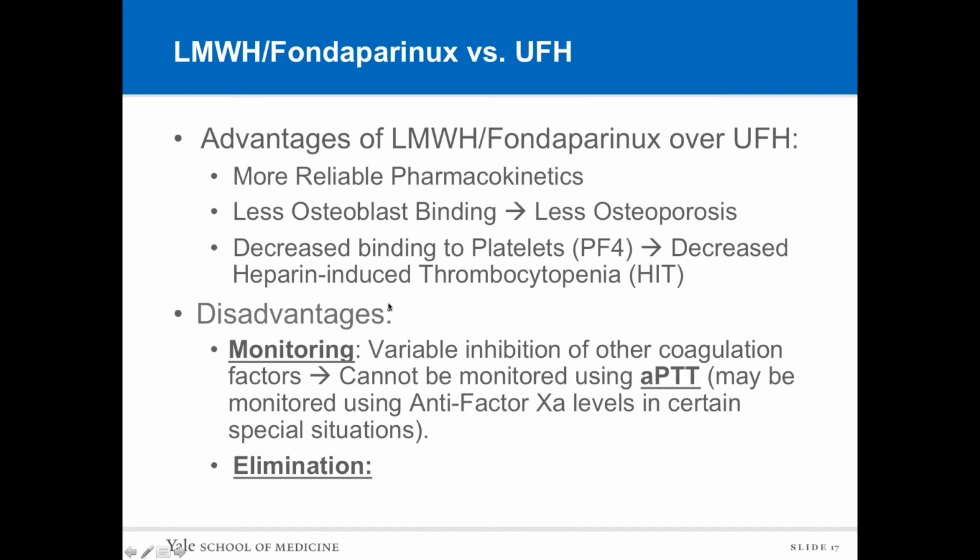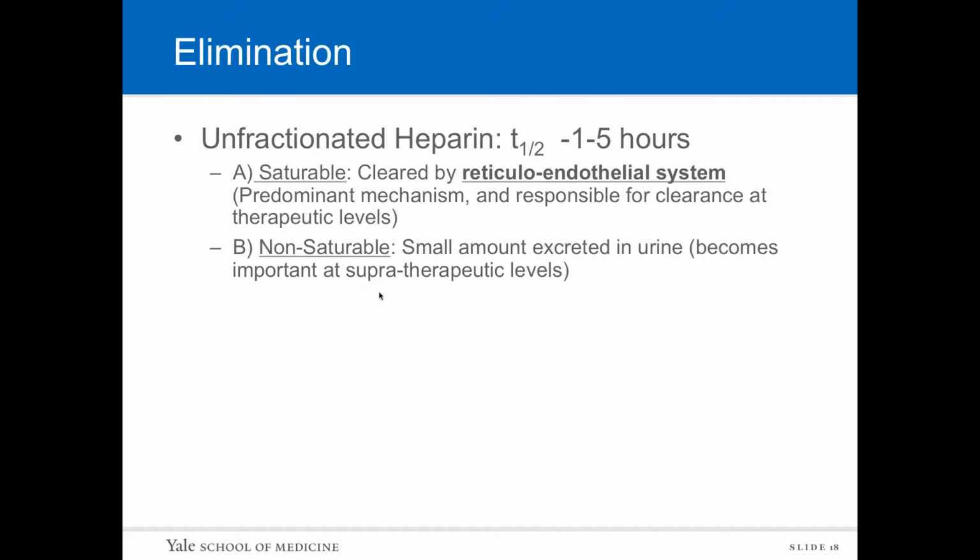The disadvantages become prominent, particularly in our population, which is chronic kidney disease or end-stage renal disease, because there is really no way to monitor the low molecular weight heparins. In fact, their binding to thrombin, as I mentioned, is unreliable, and you cannot use PTT at all.